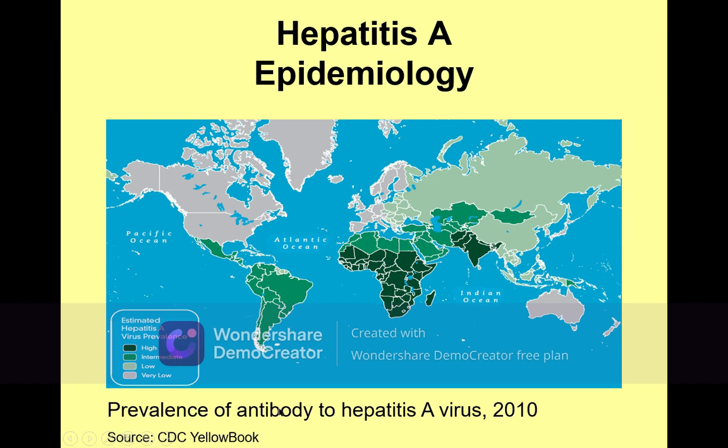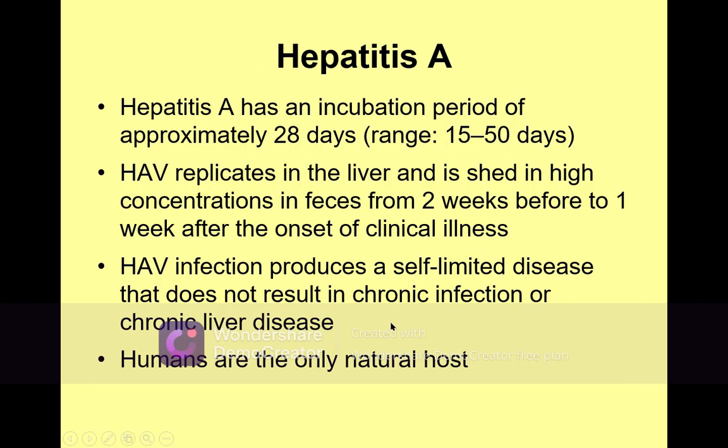The prevalence of antibody to hepatitis A virus is seen in these countries. Immunity is developed in these countries, which are also the countries with high epidemiology. That is Indo-Pakistan, Southeast Asia, and the mid-African and South African countries. But it is worldwide.